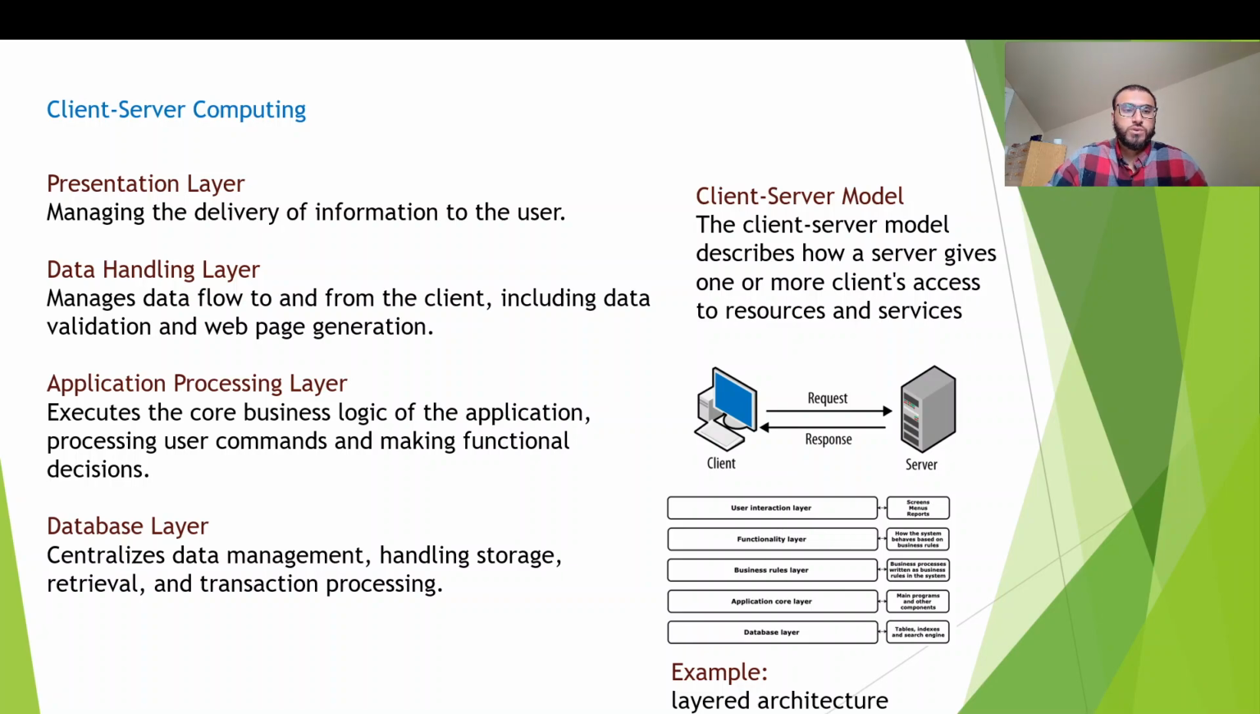And the last layer is the database layer. It is like an overview of this entire set of layers, and it is responsible for data management, handling storage, retrieval, and transaction processing. This, as a whole, sounds very similar to layered architecture, so you could imagine client server computing could follow a structure like this.